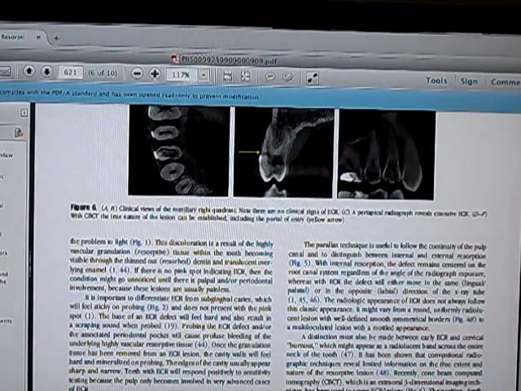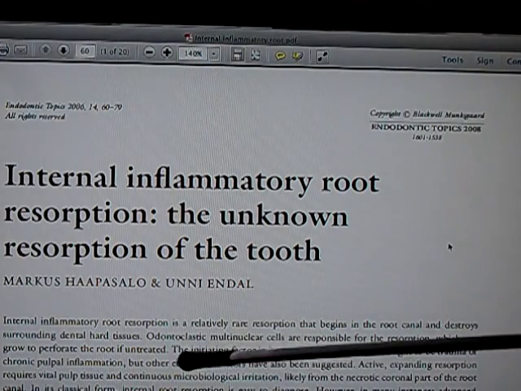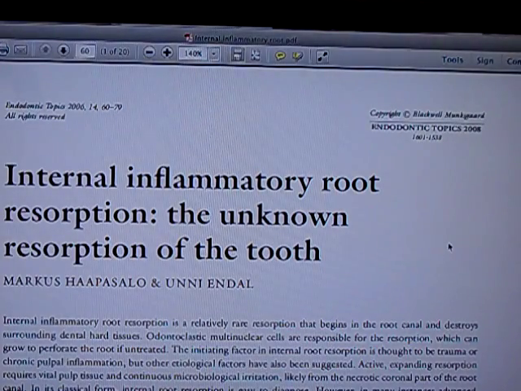This is a good article to go to. Here's another good article from Hapasalo, Endotopics. This is on internal resorption. I'm not going to spend a lot of time here. It's really rare. The odontoclastic activity is coming from the pulp, chewing up the inside of the tooth from the pulp.